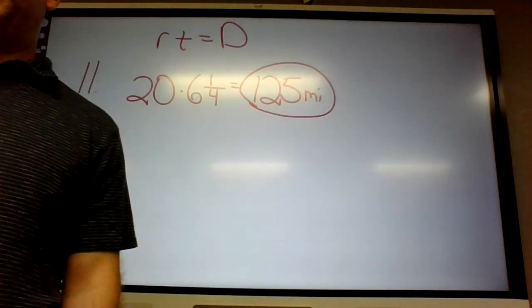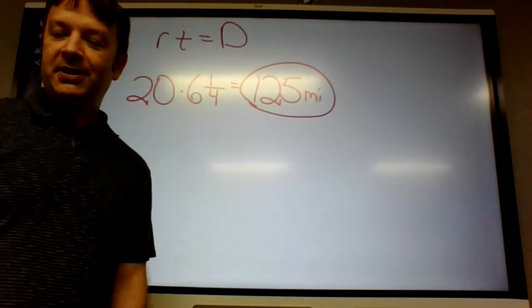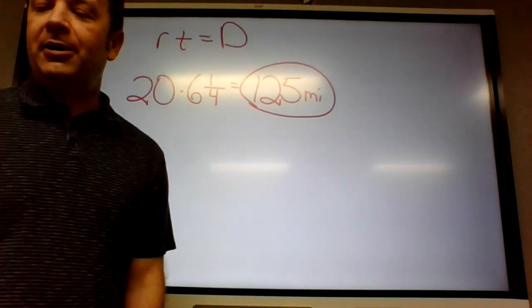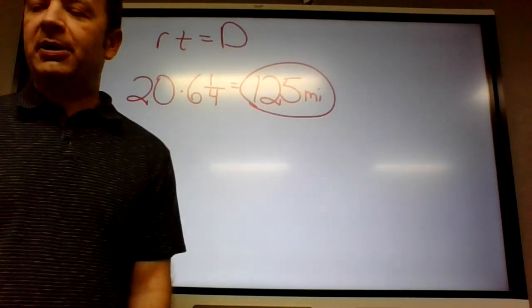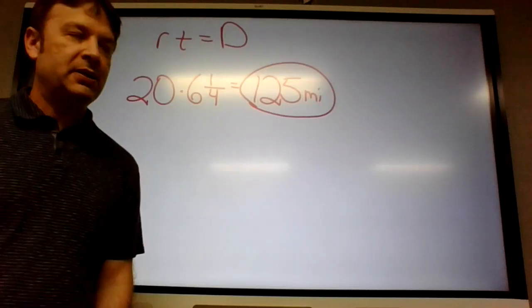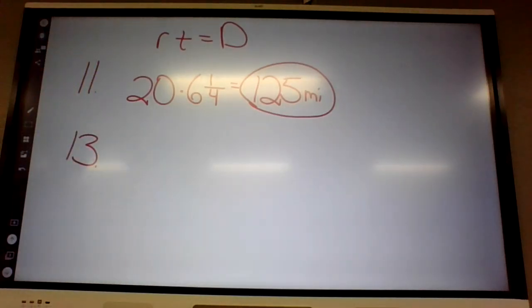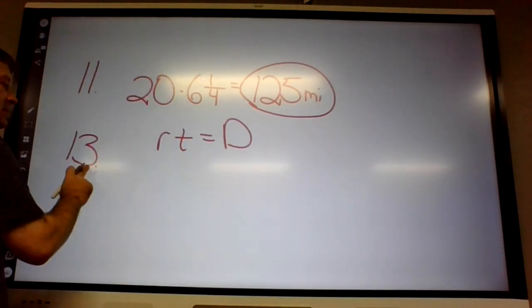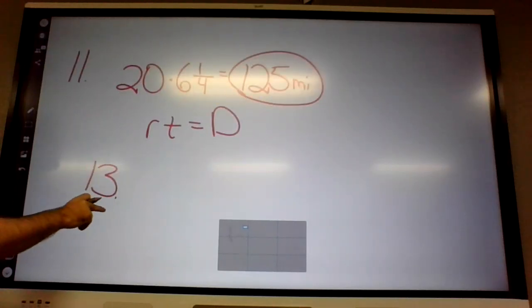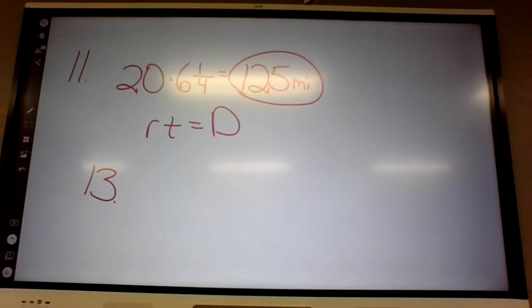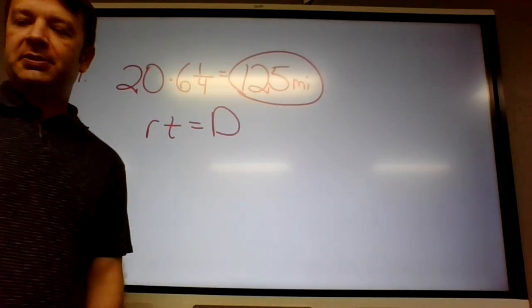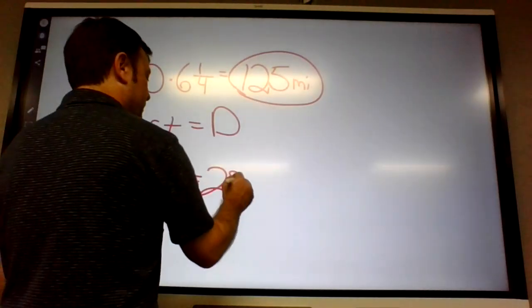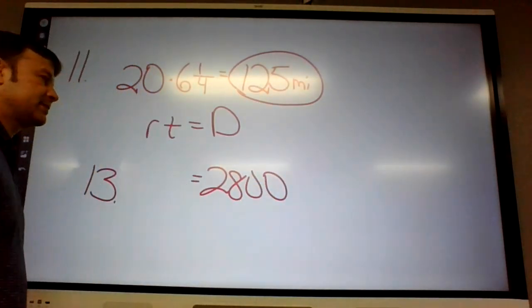Number 13. Well, if I assigned it, there's probably a reason. An airplane travels 2,800 miles from New York to L.A. So 2,800 would be the what? Distance. Rates are always like miles per hour. If it just says miles, that's a distance. So 2,800 miles, I'm going to put that for the D, for the distance.